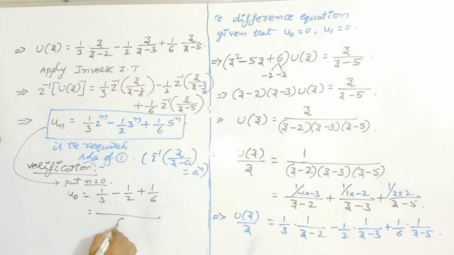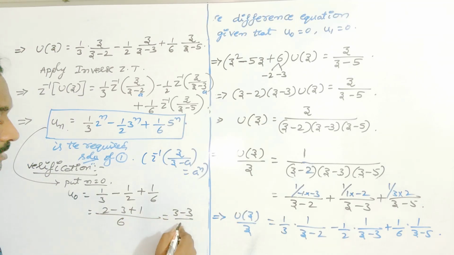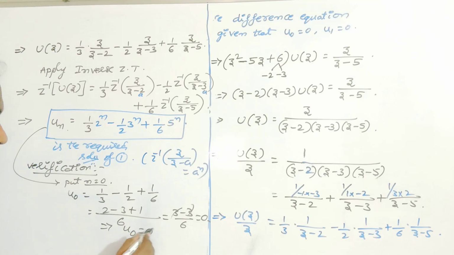So 6 is the LCM. So 2 times, 3 times, 1 time. We are observing that 1 plus 2 is 3, 3 minus 3 is 0. So 0 by anything is 0. So we got u0 is 0. Since we are getting the given condition correctly, your answer is right. You can also check the u1 value. Surely you will get u1 is also 0. Okay, it is enough to check at least the first condition in our examinations.